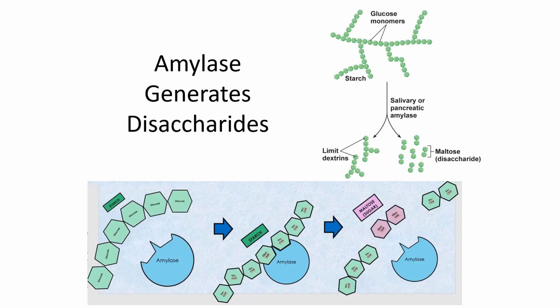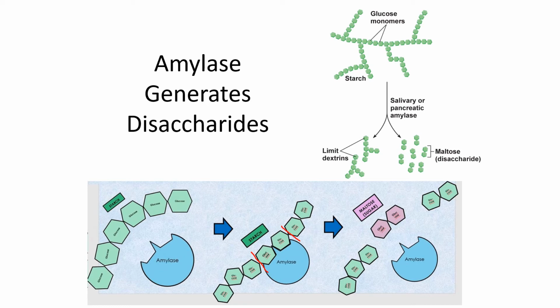The enzyme that breaks down amylose is known as amylase. Remember, the ASE at the end of a word tells us that we're dealing with an enzyme. And you can see in the figure at the bottom that amylase has an active site that can bind to 2 glucose monomers. So what happens is the enzyme will bind to the chain, it will grab onto 2 glucose molecules and break them off from the rest of the chain, and then release that pair of glucose monomers. A pair of glucose monomers is known as maltose. So this is an example of a disaccharide.